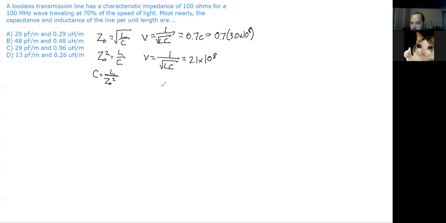So this transmission line. We got C right here. What does that V stand for again? Velocity. What velocity? Wait, what kind of velocity? The wave that is traveling at 70% of the speed of light.